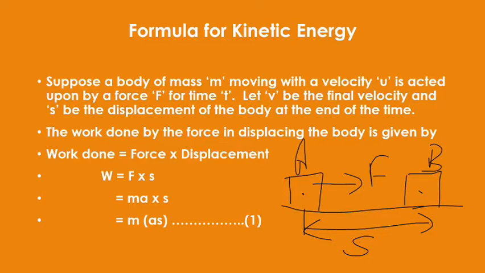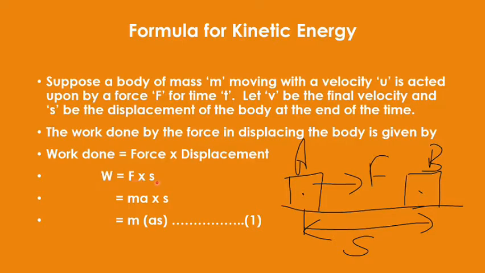Take the mass of the body as M, and your body is moving with velocity U because you are applying the force F. V is the final velocity, S is the displacement. By the definition of work done, work done equals force into displacement. Force and displacement are both in the same direction, moving along the horizontal line, so theta is 0 and work done has the maximum value. So work done equals F into S.